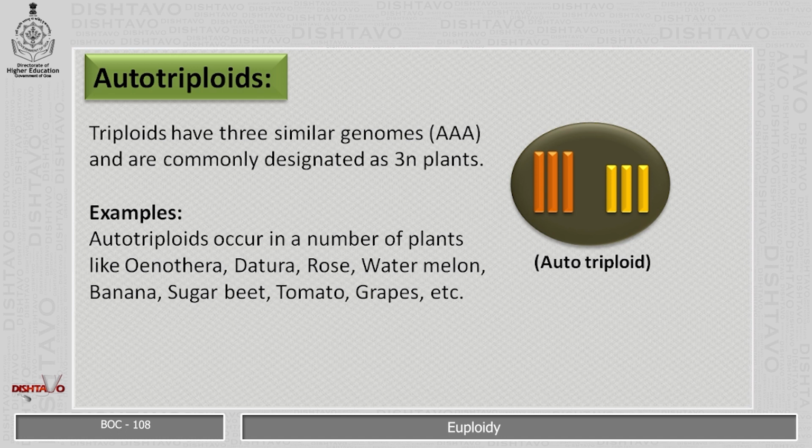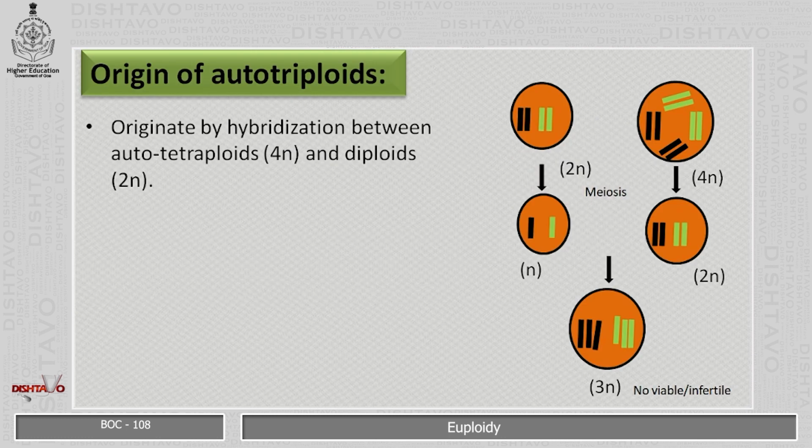Autotriploids. Triploids have three similar genomes and are commonly designated as 3N plants. It occurs in a number of plants like Oenothera, Datura, rose, watermelon, banana, sugar beet, tomato, grapes, etc. Origin of autotriploids. They originate by hybridization between autotetraploid and diploid, as you can see in the figure.